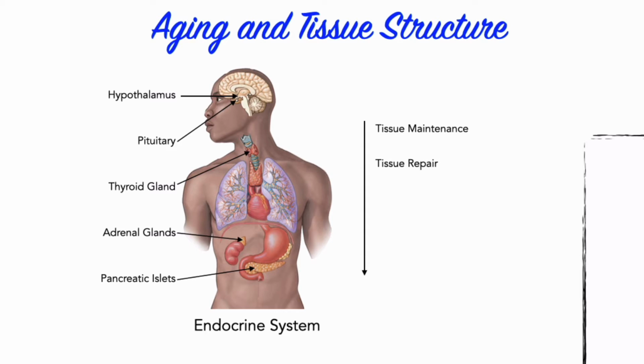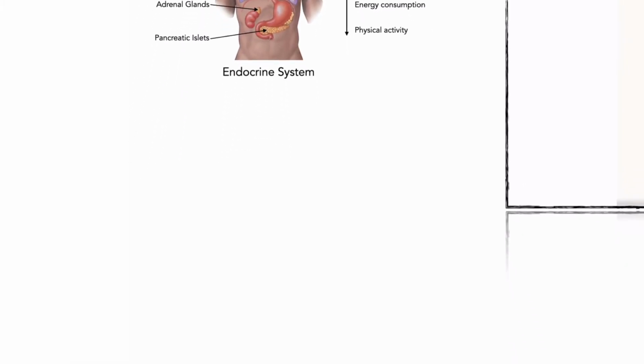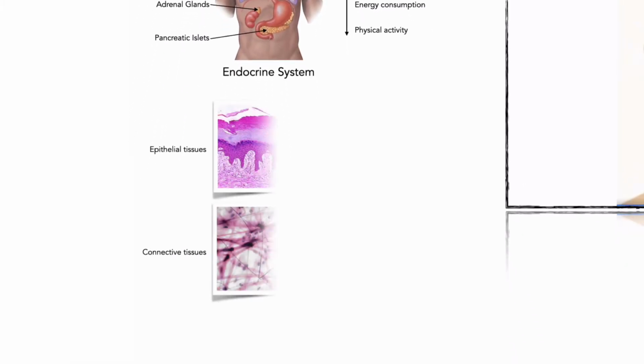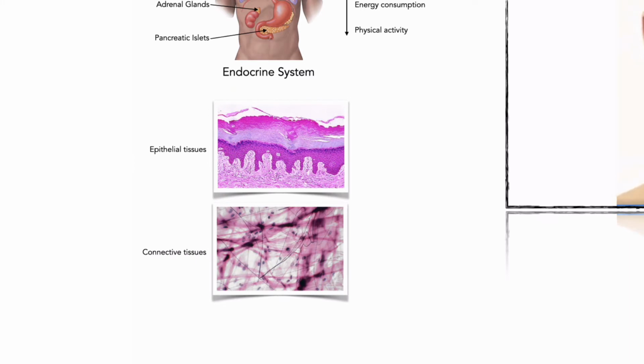A decrease in hormone levels may also cause a decrease in appetite and energy consumption, a reduction in physical activity, and cause a more sedentary lifestyle. Ultimately, the combined impact of these factors results in alterations of the structure and chemical makeup of multiple tissues. Consider epithelia and connective tissues. For example, epithelia tend to get thinner with age, and connective tissues become more fragile.